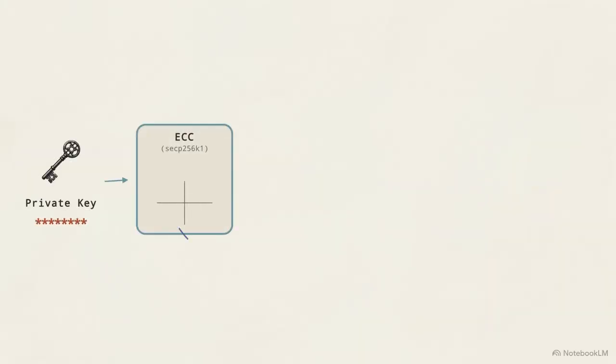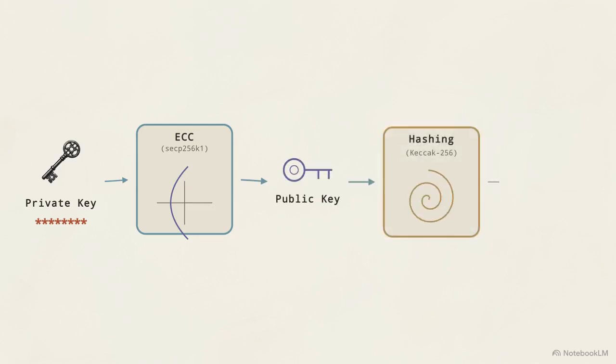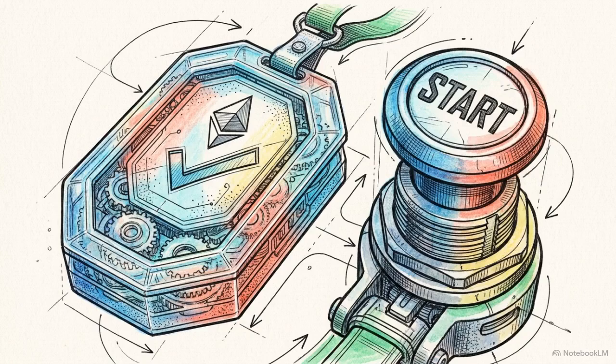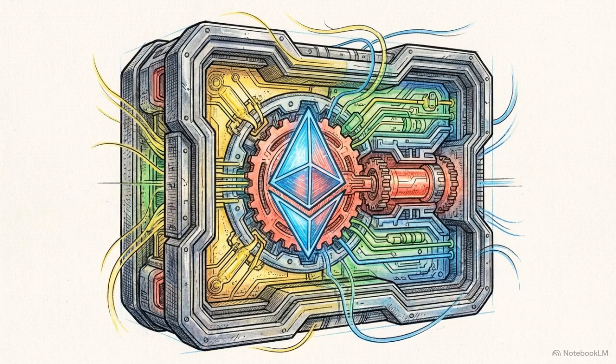This derivation path uses elliptic curve cryptography. A highly secure private key mathematically generates a public key. That public key is then hashed to derive a specific Ethereum address, establishing a unique identity on the network. With an identity established, a user can initiate a transaction. This is the sole authorized mechanism for altering the state of the Ethereum blockchain.